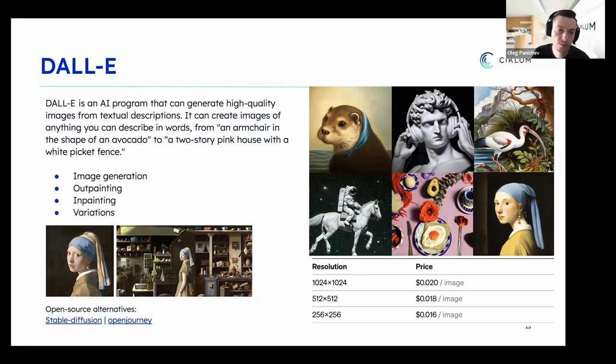It can generate images. It can outpaint images. For example, here on the slide, you can see that having a smaller image, it can add surroundings to this image, more details, etc. It can perform inpainting. For example, you may ask to add something to your existing image, some details, some transformation, etc. It can also produce variations. For example, you can have a set of images in the same style or in the same manner of a painter, something like that.